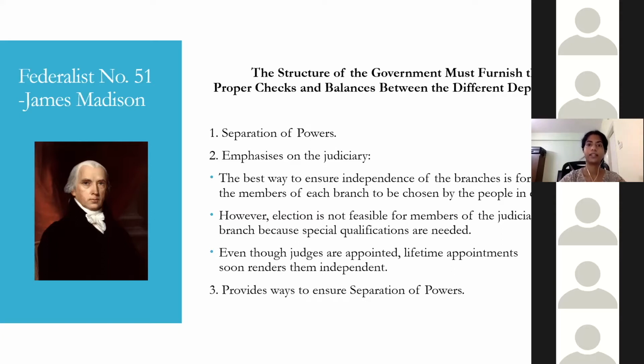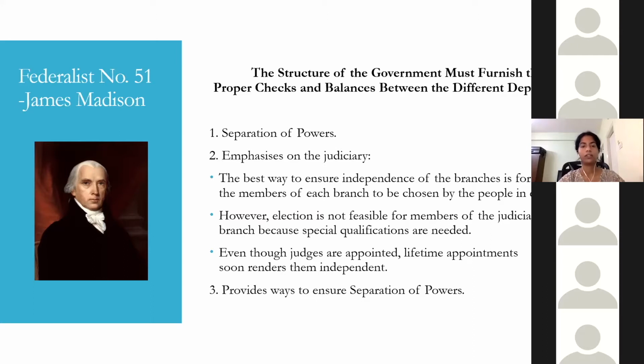Madison argues that separation of power is essential for the preservation of liberty. This he borrows from Montesquieu. Montesquieu declares that in order to preserve liberty, it was essential that no one single person or one group exercise all of the three powers of the organs. So he borrows the idea of separation of power being essential to the preservation of liberty from Montesquieu.